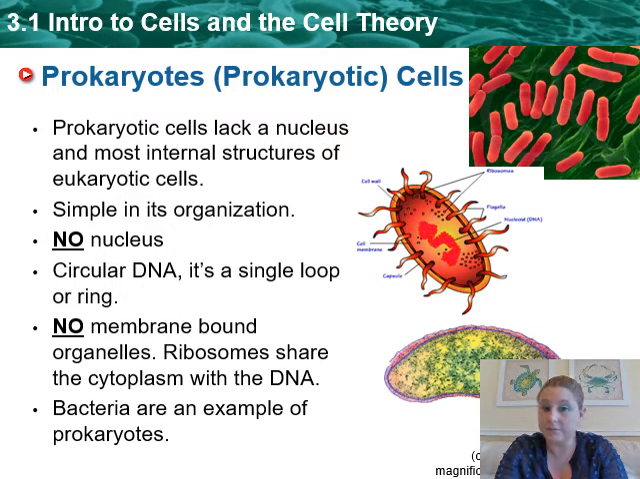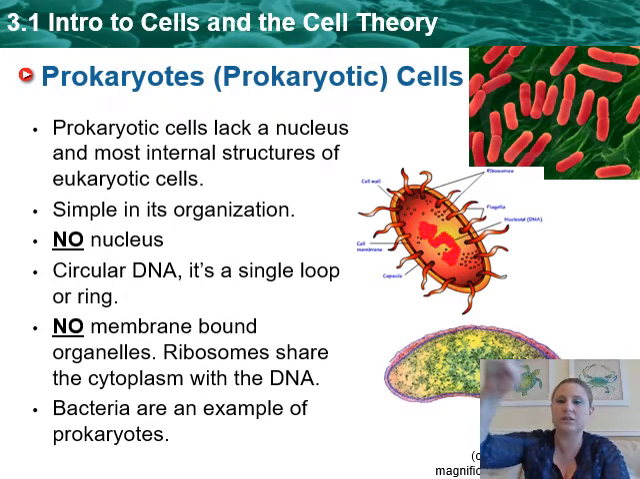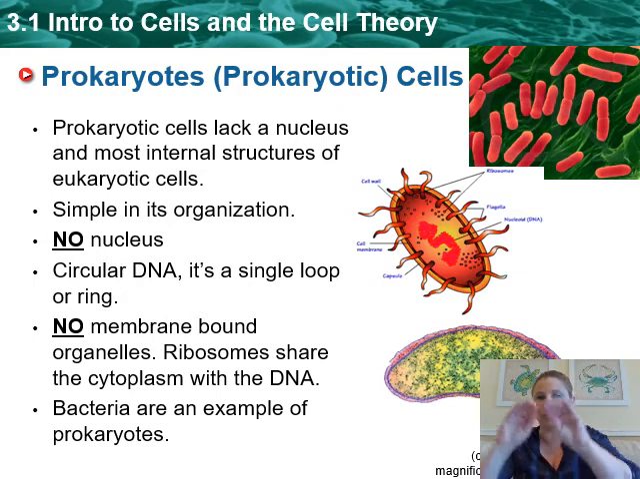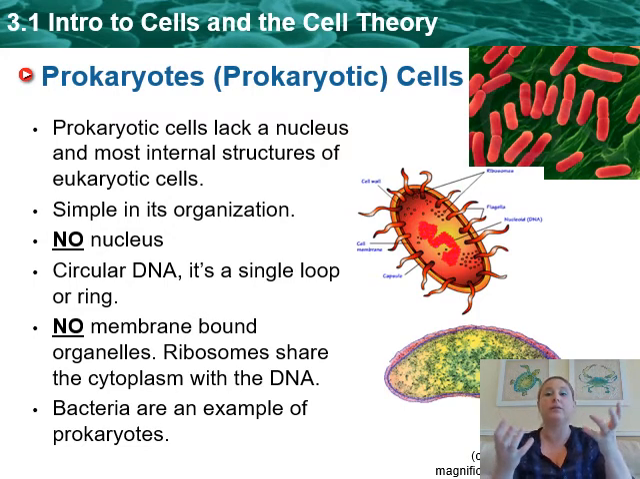It does have DNA, but its DNA is circular. It's just one single loop of DNA. It's all connected. It does not have membrane-bound organelles. A membrane is just like a covering to the surface of something. You can think about it kind of like a Ziploc bag to separate something from other things. So basically, these little parts in other types of cells are wrapped in a membrane, okay? Our ribosomes in a prokaryote share the same cytoplasm with the DNA. They're just floating freely. An example of prokaryotic cells is bacteria.